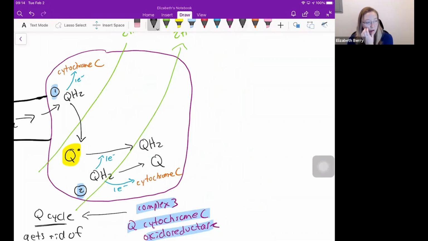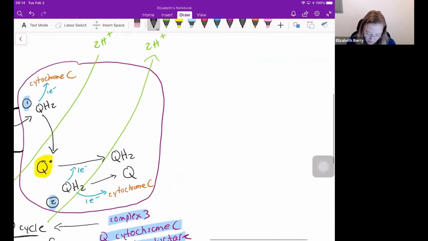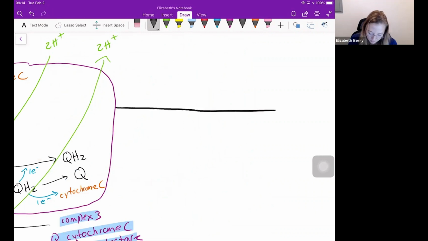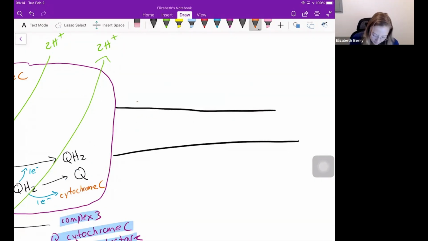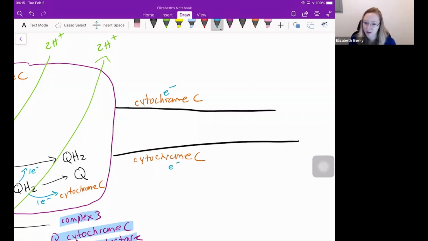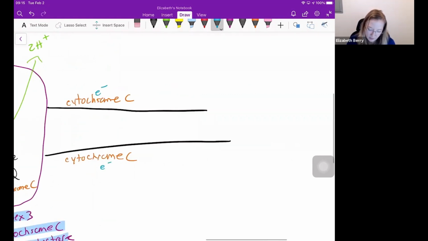So moving on from that, the Q cycle in complex 3, our cytochrome Cs both have electrons on them now, and we can move on farther down in our membrane. And so our cytochrome Cs, they are not going to exist in the membrane. They do not have the isoprenoid tail that your coenzyme Q has, so they have to exist on the membrane surface, but not within the membrane itself.